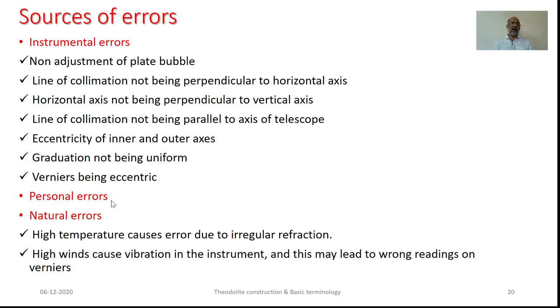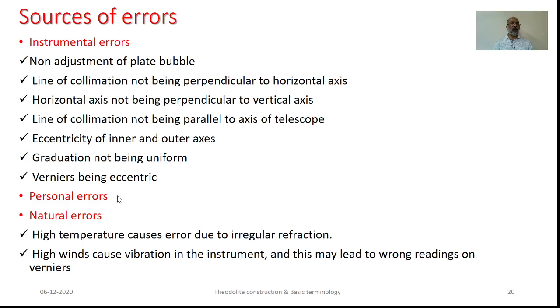Personal errors arise because of one's mishandling, or if one is not conversant. As a particular example, I would like to again take up that clip screw. Even in certain textbooks, I have read that the clip screw can be used for leveling. No, it cannot be used for leveling. It has to be used for permanent adjustment of that particular equipment. So because of such negligence associated with one's knowledge, there could be many personal errors. One should avoid that.